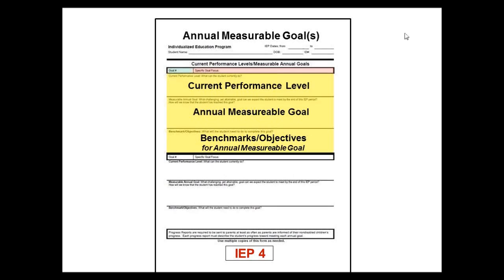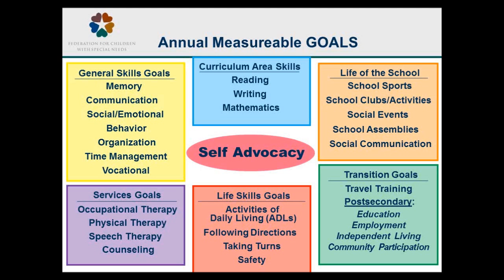And then down here we have objectives or benchmarks, which essentially just take that overarching goal and break it down into smaller steps, depending upon whether it's sequential steps or timelines. And we're going to look a little bit more in detail at what that looks like. But understand that this current performance level is talking about what a student can do right now, versus PLEP talking about what a student can't do. And that's an important distinction.